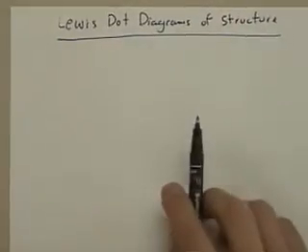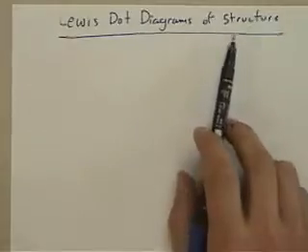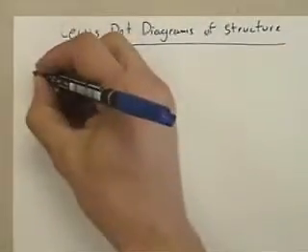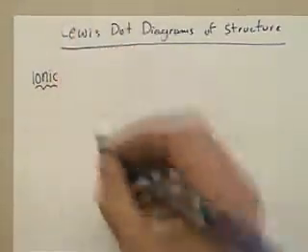Okay, Lewis dot diagrams of structure. When I say this, I mean I'm going to use Lewis dot diagrams to actually show structure of atoms. Okay, we're going to start off with just an ionic bond.